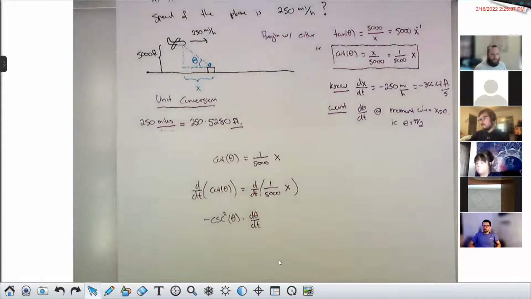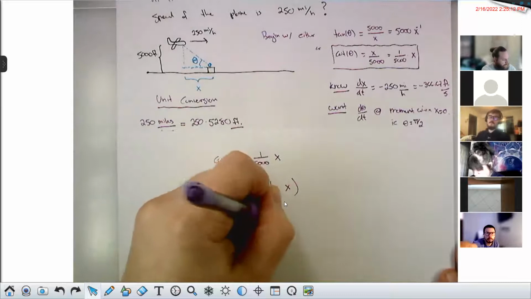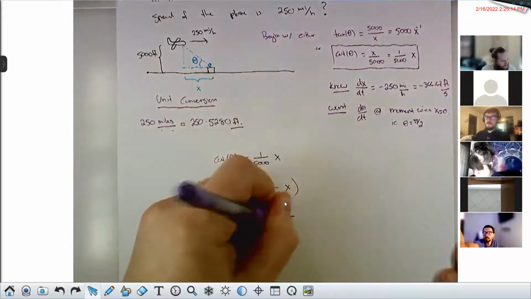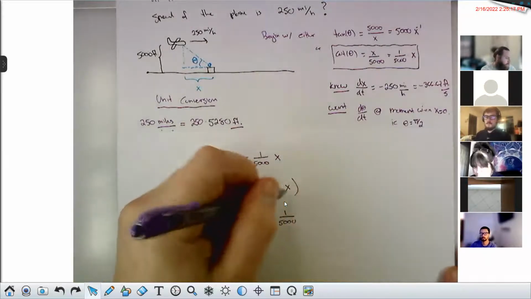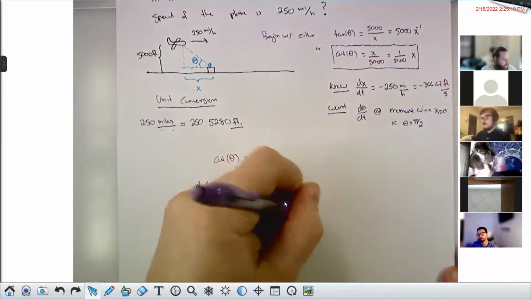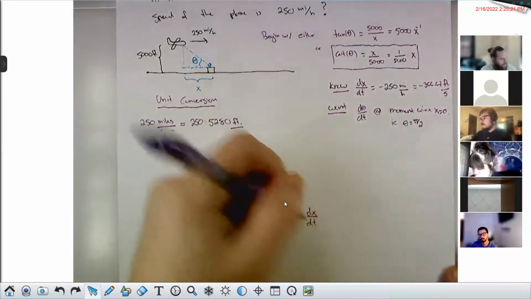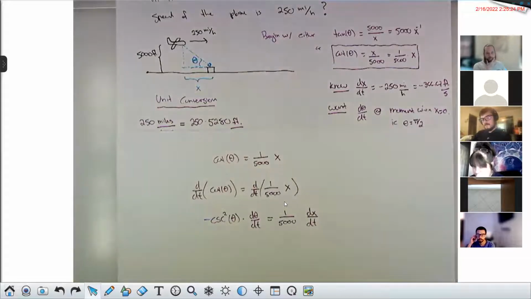On the right-hand side, the 1 over 5,000, that's a constant, so it can pop out. And the derivative d/dt of x is just dx dt. So this is my differential equation into which I will plug all of the things I need and know. It may be convenient to rewrite the cosecant squared stuff, so I'm solving for d theta dt.